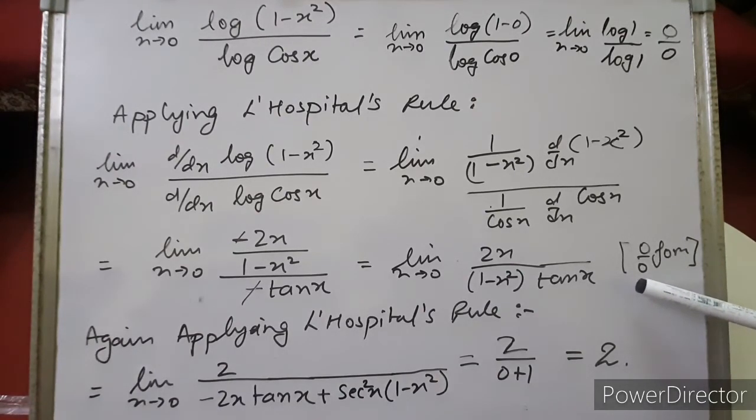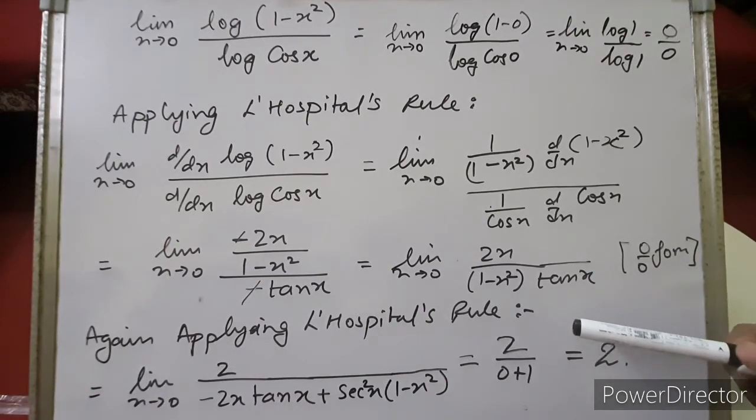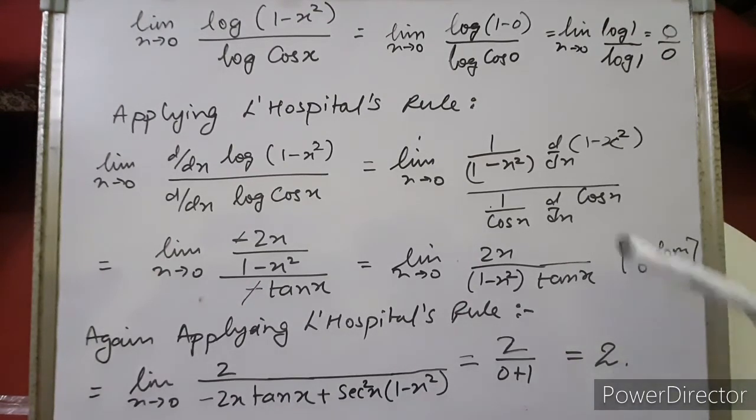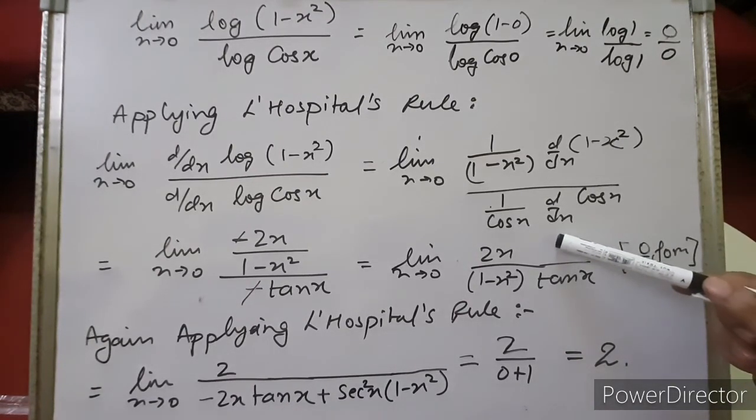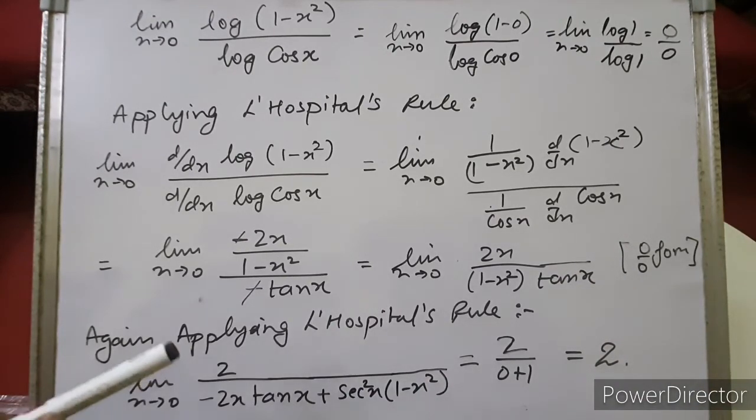So what we'll do now? We will apply L'Hospital rule again. Right? So when we do that, we will separately differentiate the numerator and the denominator again. So d by dx of 2x will be 2, and d by dx of (1 minus x square) into tan x, here we will be applying product rule. So it will become minus 2x tan x plus sec square x into (1 minus x square).